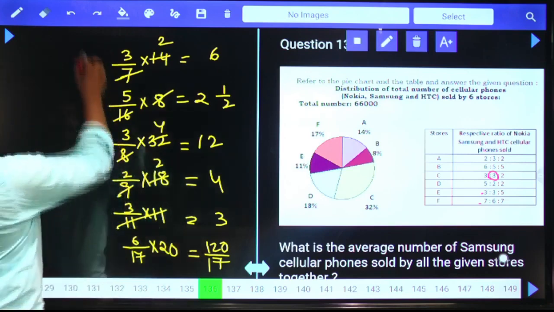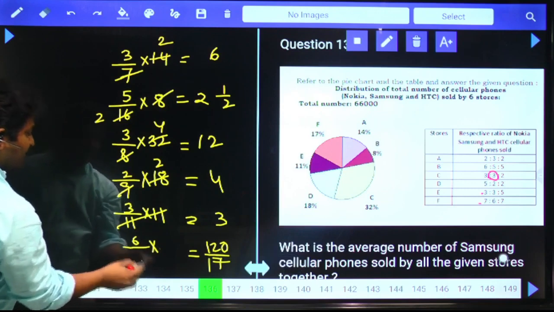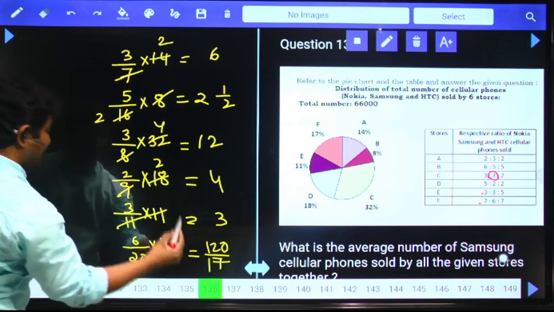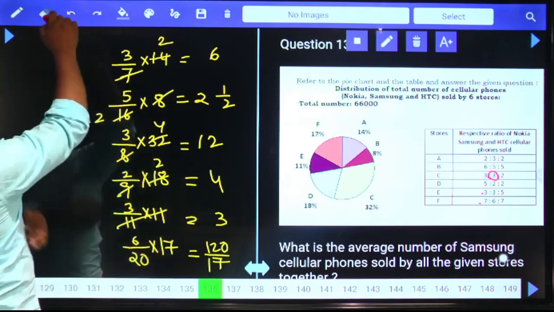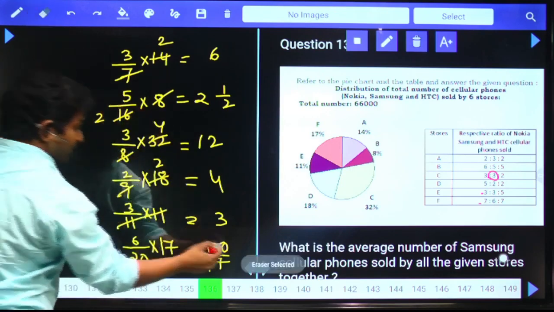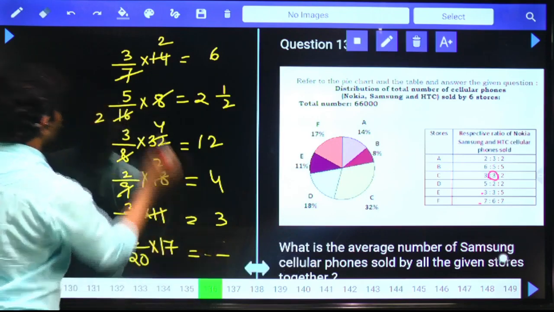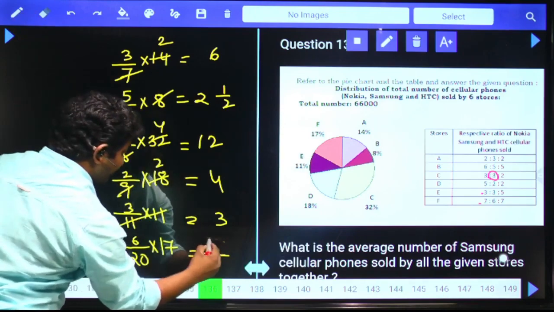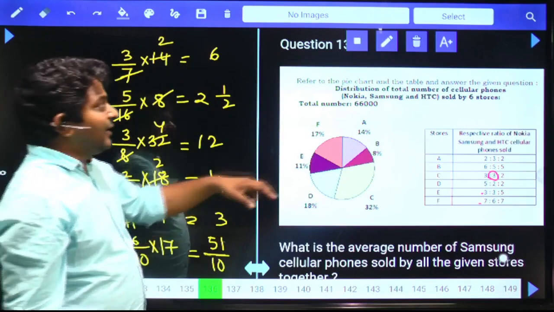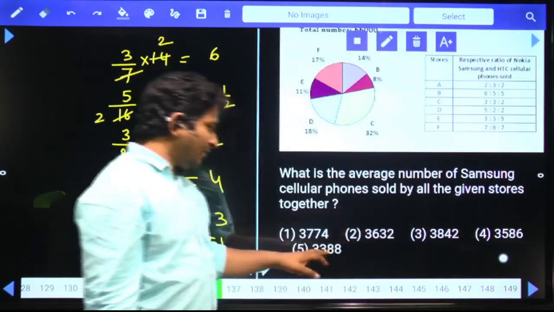Sorry, this is mistaken. 6 out of 20 among 17, I'm mistaken. So you can write it as 3 by 10, 51 by 10%. All these are percentages only. Hence you know that the answer is an 11 multiple. There are 2 options, either this or this.